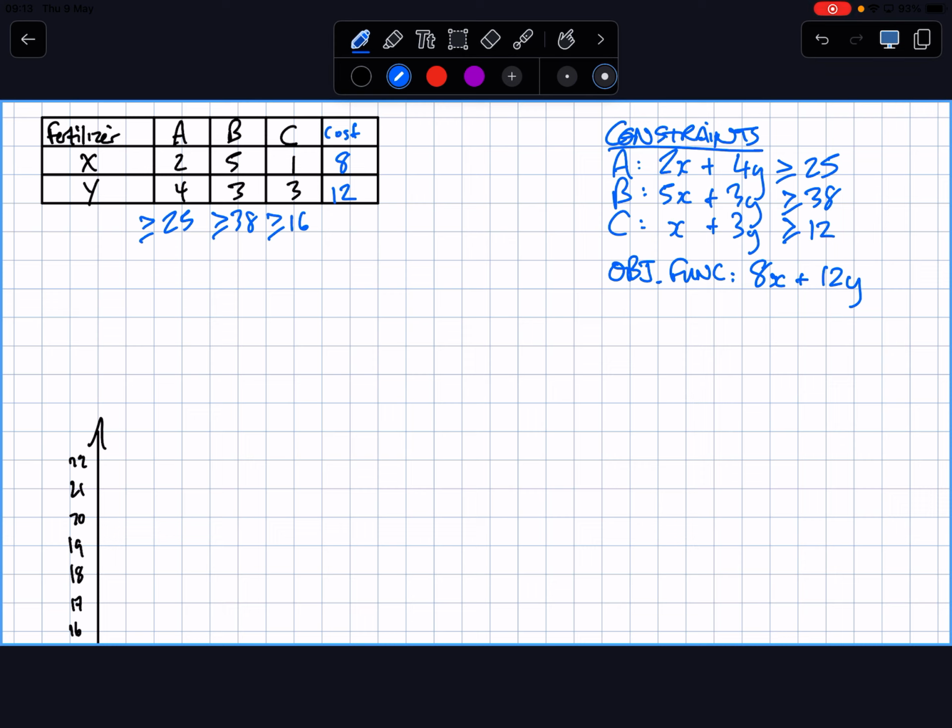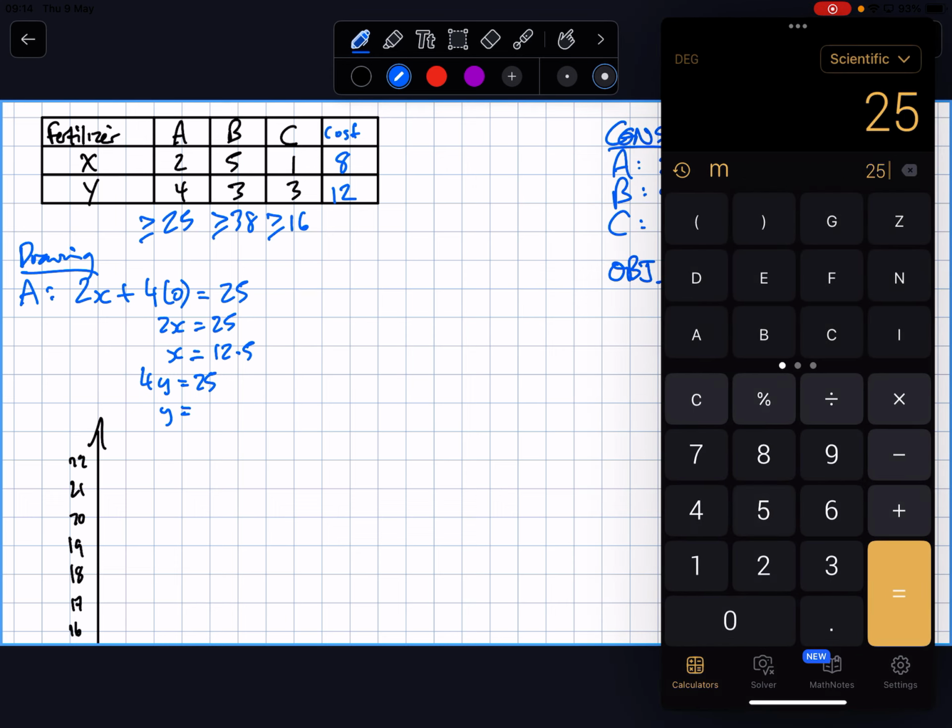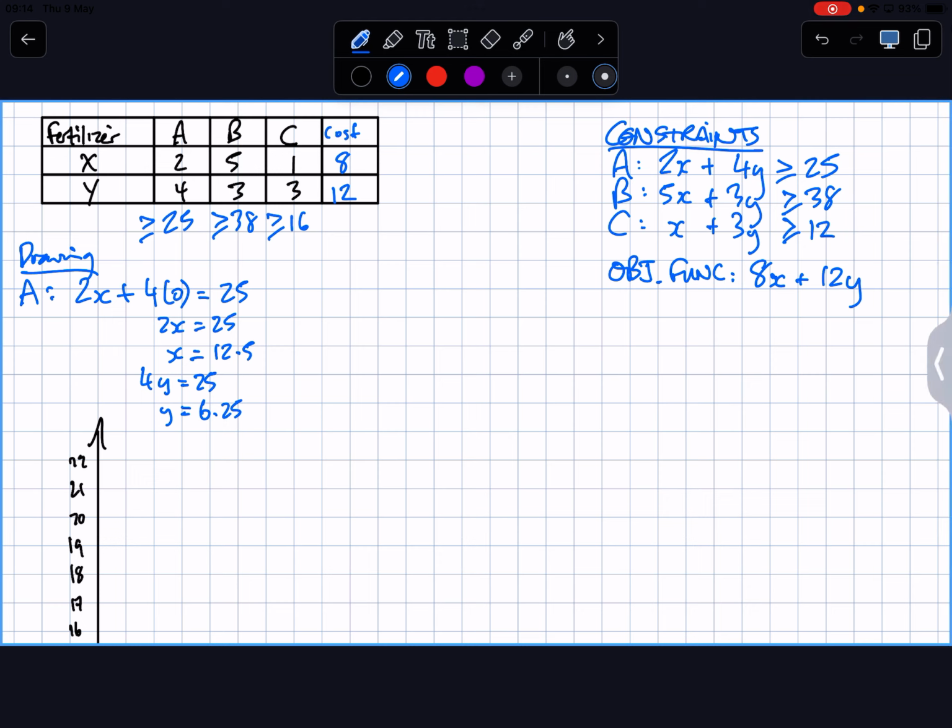I'll do the working out for drawing lines. So drawing A: 2x plus 4y equals 25. Make y equal 0: 2x is equal to 25, so x is going to be 12 and a half, I believe. Make x equal 0: 4y is going to be 25, so y is going to be 6 and a quarter. Now that you're seeing what these x and y intercepts are, is there a risk that your vertices are not going to be nice? That's A.